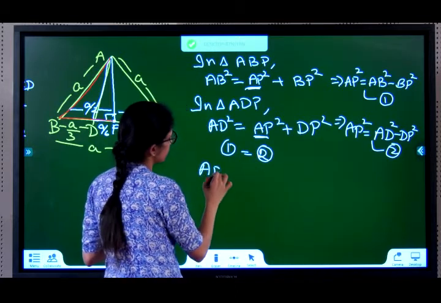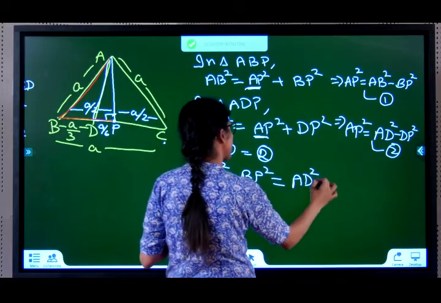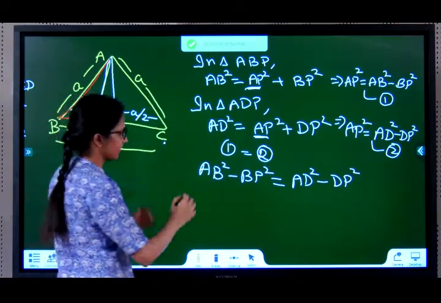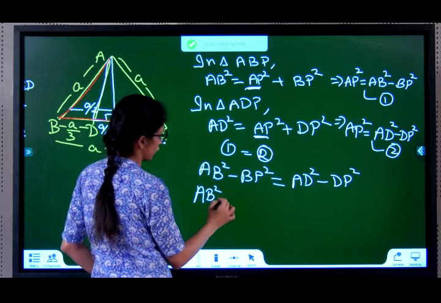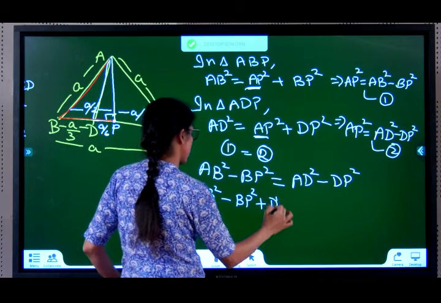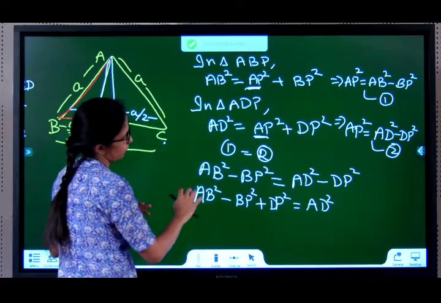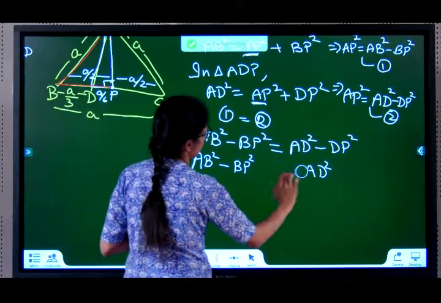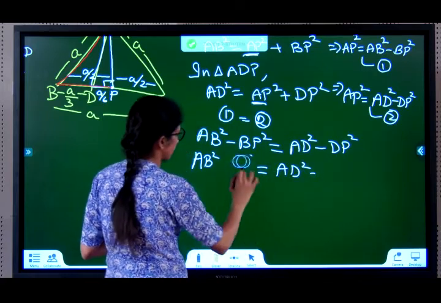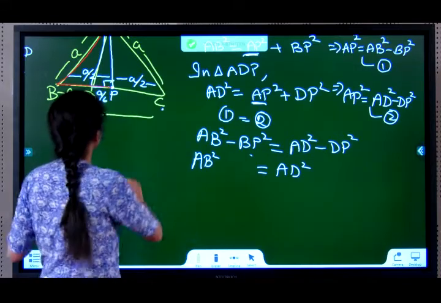So I get AB square minus BP square is equal to AD square minus DP square. You can keep anything, let's keep AB square as it is because we don't have to change anything there. BP square, send the DP square this side, or you can keep it there itself, no problem, is equal to AD square. So now I want AB square and AD square, keep it as it is. BP square I don't want.